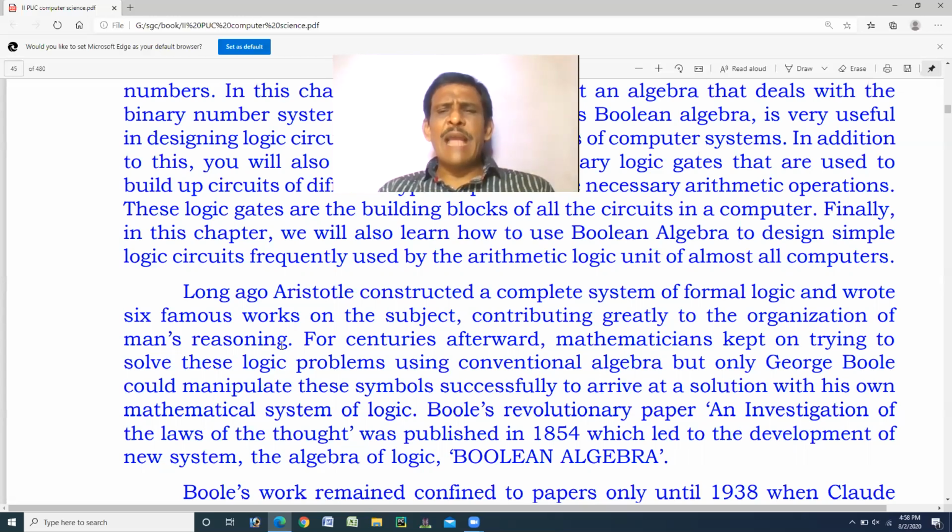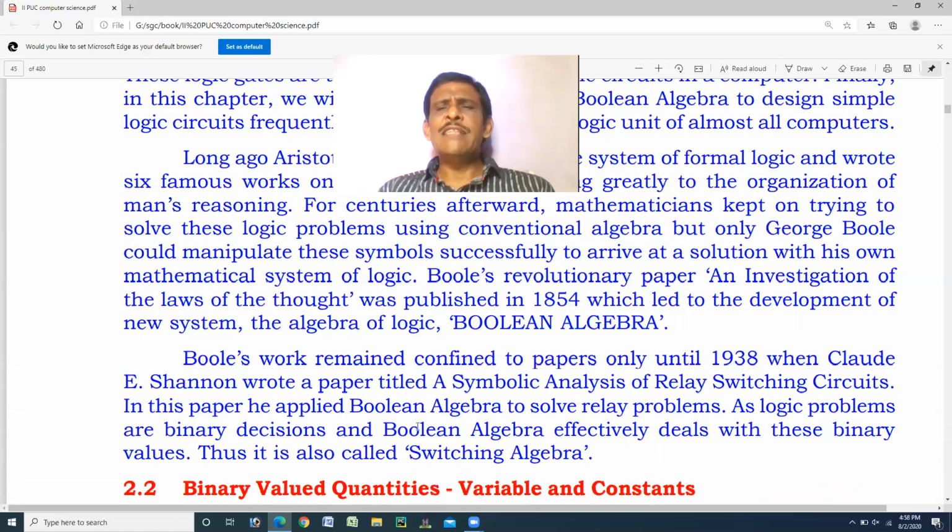Boole's revolutionary paper, An Investigation of the Laws of Thought, was published in 1854, which led to the development of a new system, the algebra of logic, that is, Boolean algebra. It means the history of Boolean algebra began in 1854. But till 1938, no one had used it.